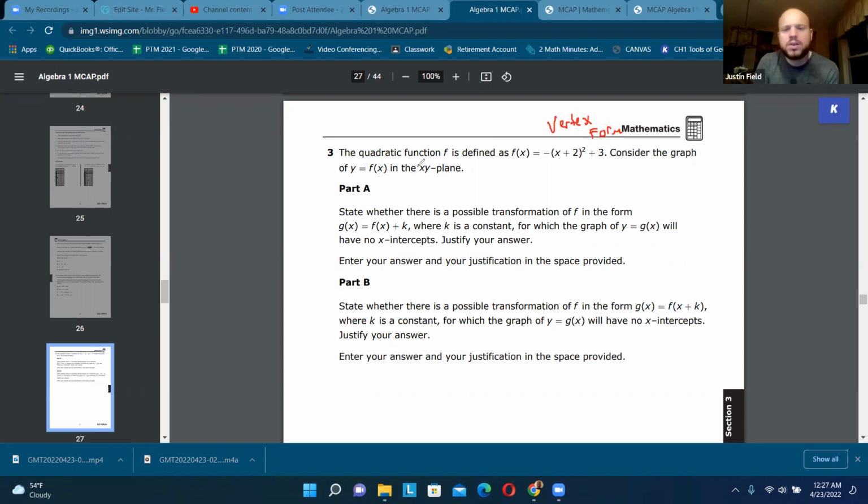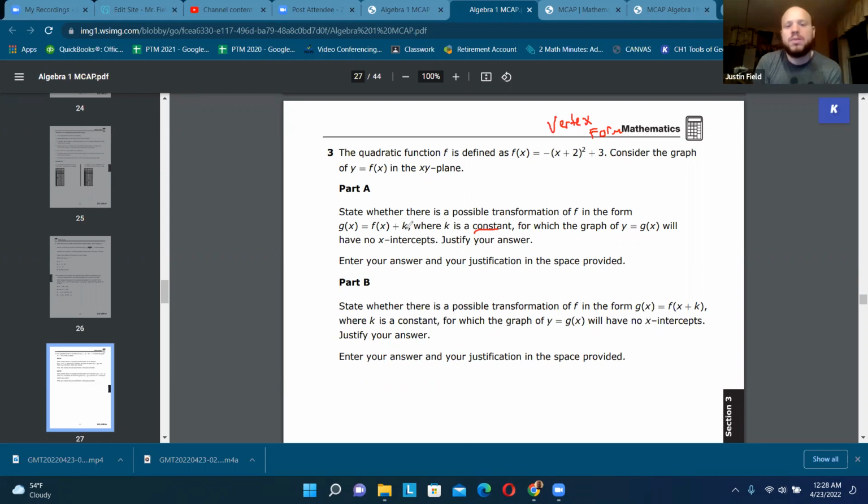Okay, so of f in the form g of x equals f of x plus k, where k is a constant, a number, for which the graph of y equals g of x will have no intercepts. Justify your answer. You enter your answer in the space provided. State whether there is a possible transformation of f in the form g of x equals f of x plus k, where k, that would have no intercepts.